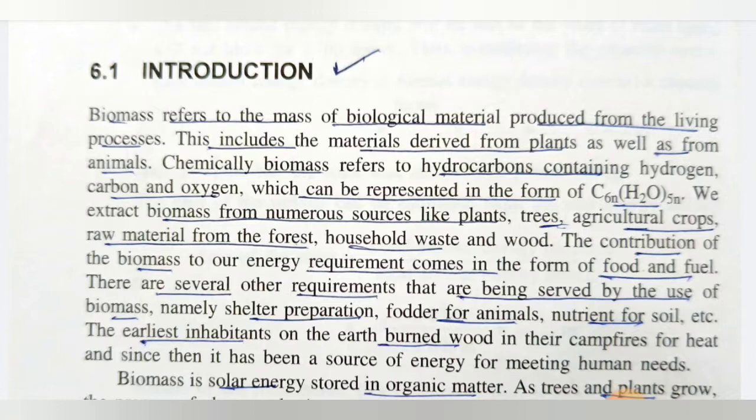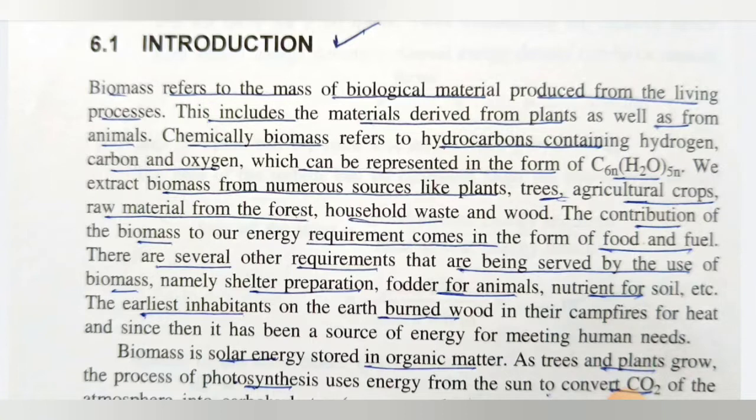Chemically, biomass refers to hydrocarbons containing hydrogen, carbon and oxygen. How many parts does biomass contain? Three parts. Which are they? Hydrogen, carbon and oxygen. That means three elements are included in biomass, which can be represented in the form of C6(H2O)5n. All three components are involved in biomass: carbon, oxygen and hydrogen.